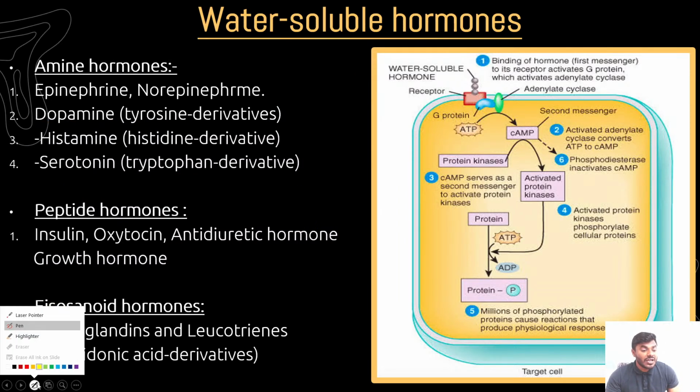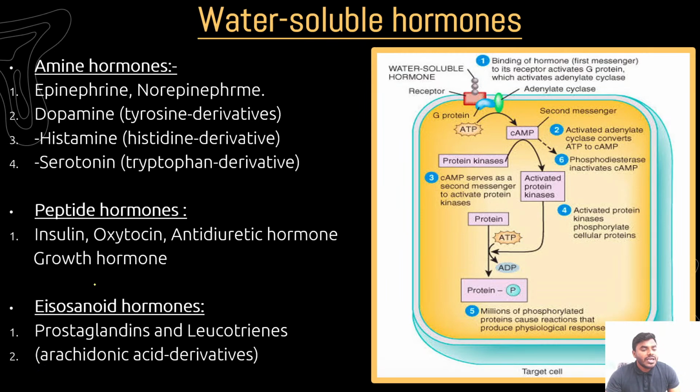Friends, what will be the exceptional class? The exceptional class is the eicosanoid hormones. Kindly don't get confused with this point. Examples are prostaglandins and leukotrienes. Even while we were studying hypersensitivity, I explained it to all of you. Prostaglandins and leukotrienes are basically derived from what, friends? They are all basically derived from arachidonic acid derivatives.